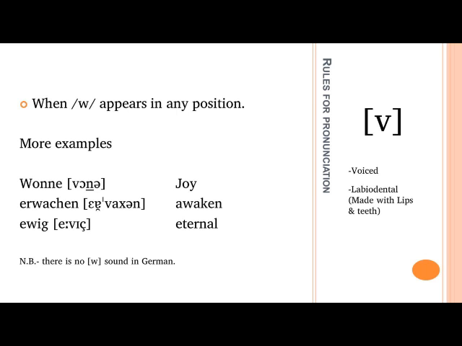When a W appears in any position, so it doesn't matter if it's in the beginning of the word or in the middle of the word, it's always going to be v. And some more examples are Wonne, which means joy, erwachen, awaken, and ewig, which is eternal. And just so you know, there is no w sound in German. You will never ever say w.